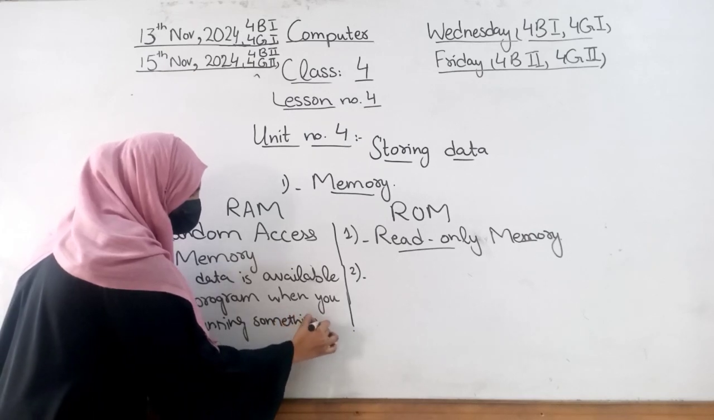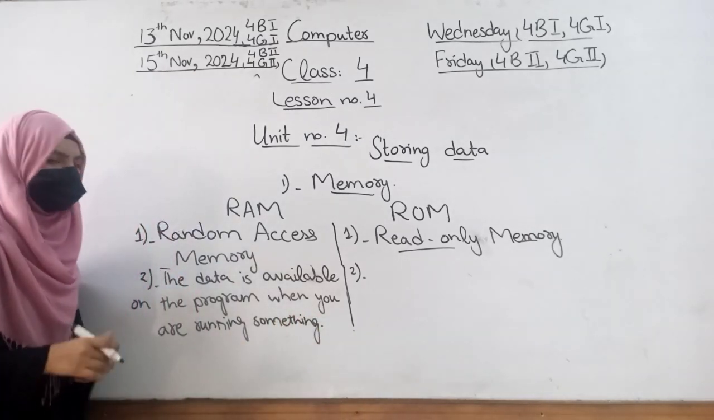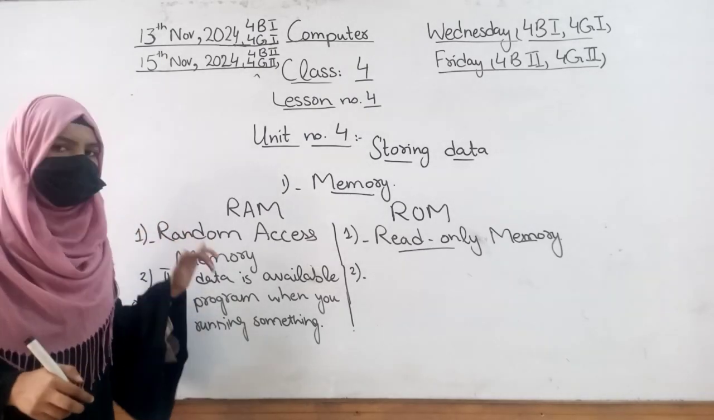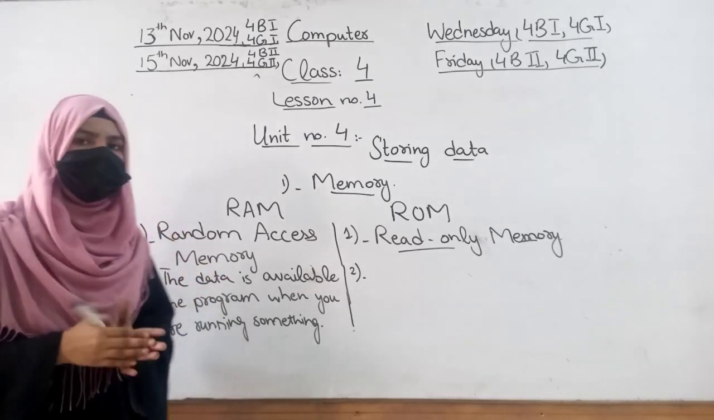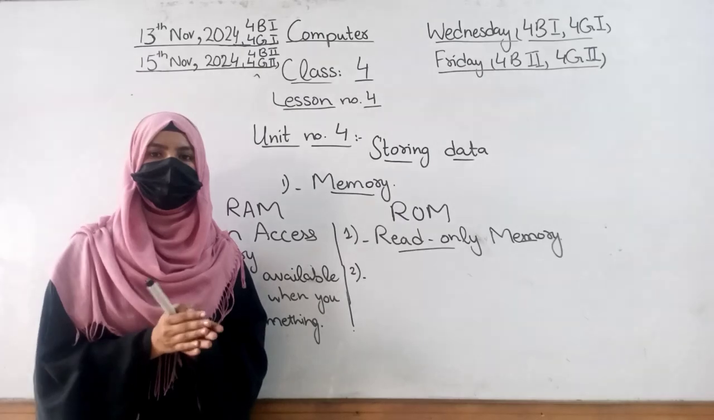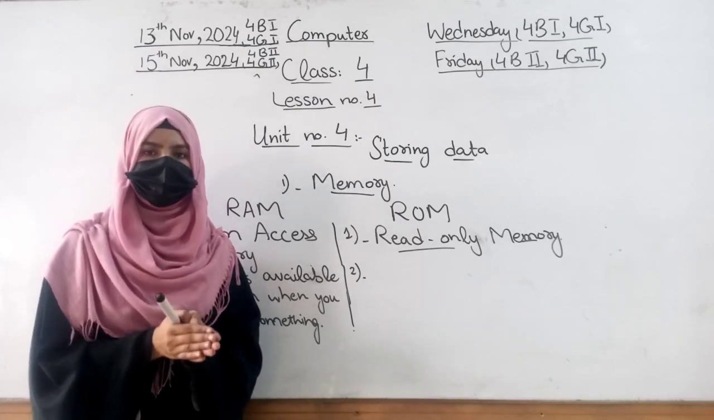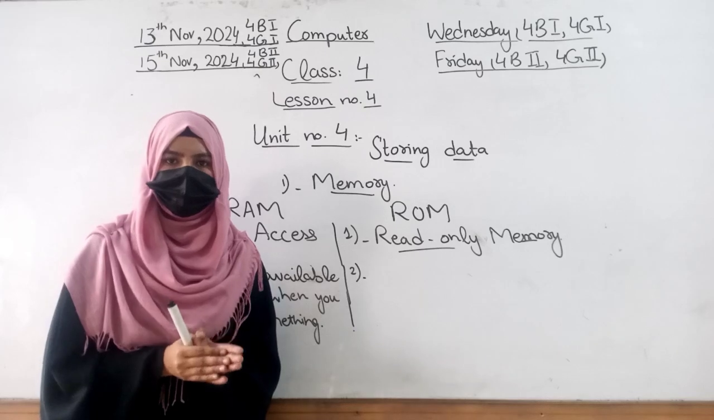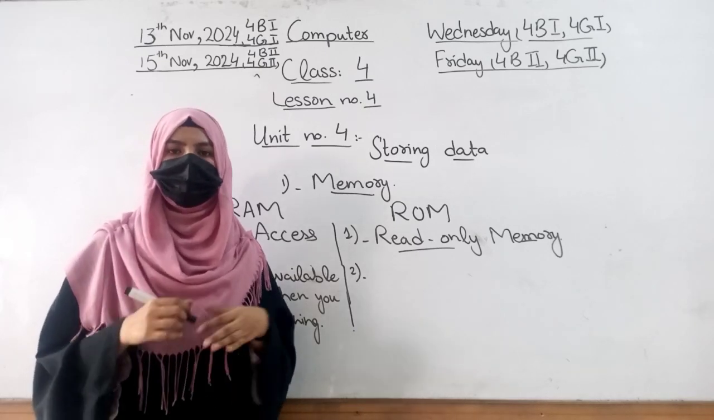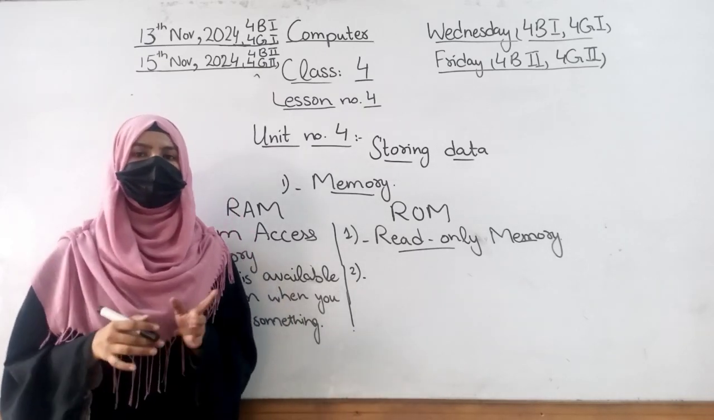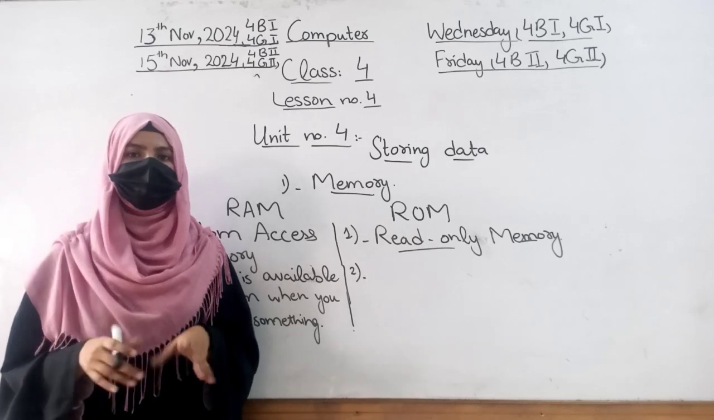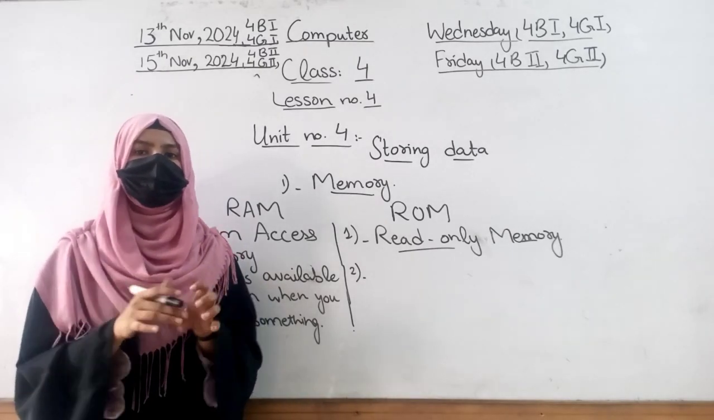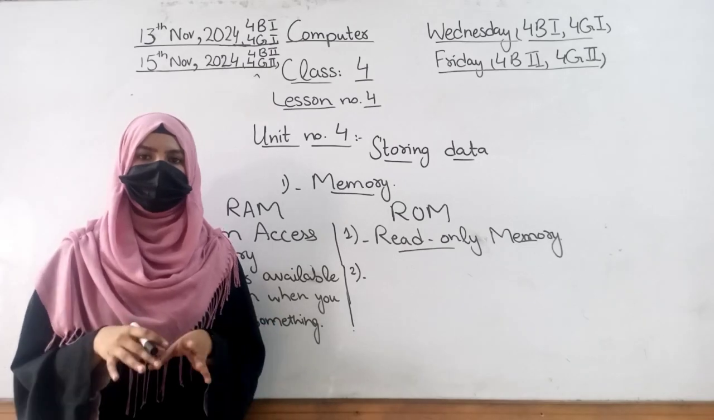Okay, so let me describe it one more time. RAM stands for random access memory, and the data will be available to you when you are doing something on the computer. For example, you have a Word document and you are writing something on the word processing program. When you are writing something, the data is right in front of you, the data is available to you, you have access to the document.